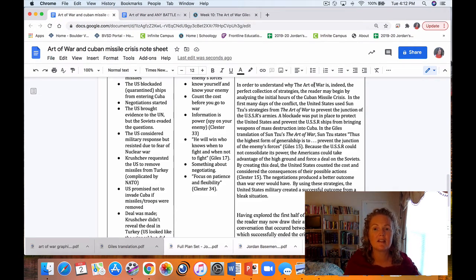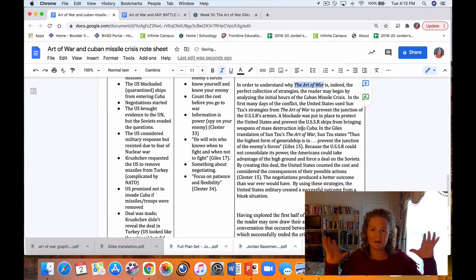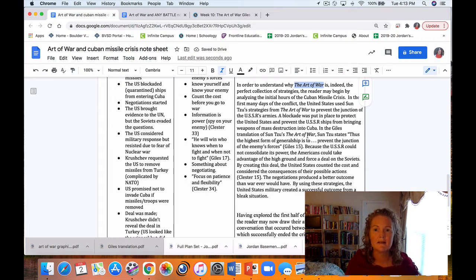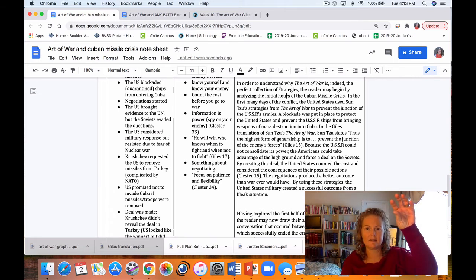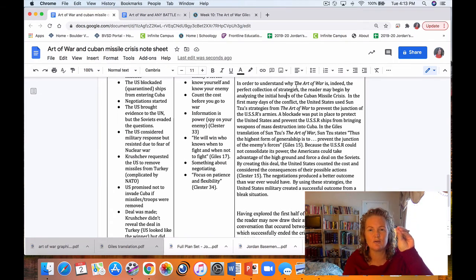Okay, so as I'm reading this, I notice that I have forgotten to italicize my title. Remember, titles of books, big titles always get italicized. Okay, notice too that I have created a transition. In order to understand this thesis, I'm going to first do this thing.